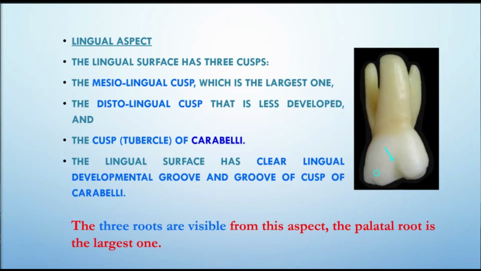The lingual surface has a clear lingual developmental groove and the groove of the cusp of Carabelli. This is the developmental groove present between the lingual cusp, and this is the cusp of Carabelli. There is at least one elevation to show the place of the cusp of Carabelli. The 3 roots are visible from this aspect. The palatal root is the largest one. This is the palatal root, and on both sides, the mesiobuccal and distobuccal roots are seen.